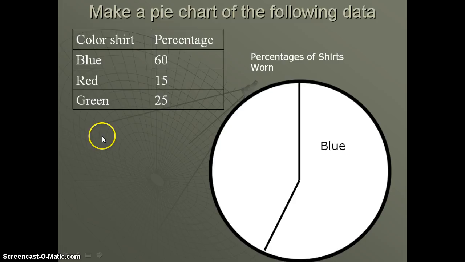Then 15% of people were wearing red shirts. So 15% is going to be something like that. Maybe a little bit smaller. So we'll label that with red. And then the chart, the part of the pie that is left over, is going to be 25% for green. So we may be looking at pie charts in this class, but we probably won't be making them.